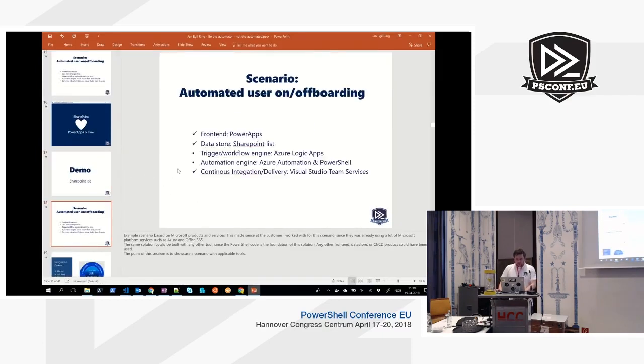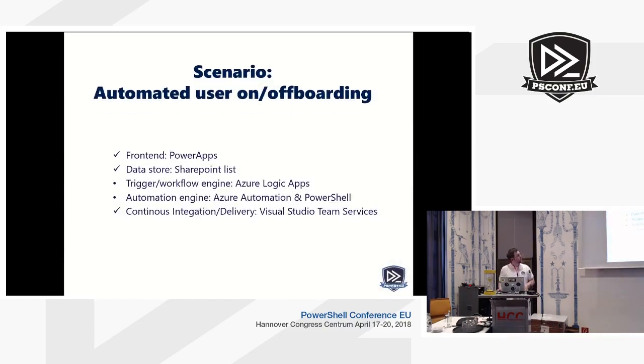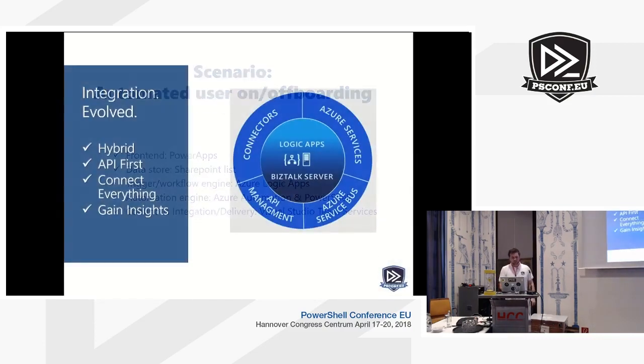So that was the SharePoint list. The next thing that we need is some trigger mechanism. So when something is added to the SharePoint list, we need something to trigger the automation, the PowerShell runbook. So that brings us to the next tool in our scenario, which is Azure Logic Apps.